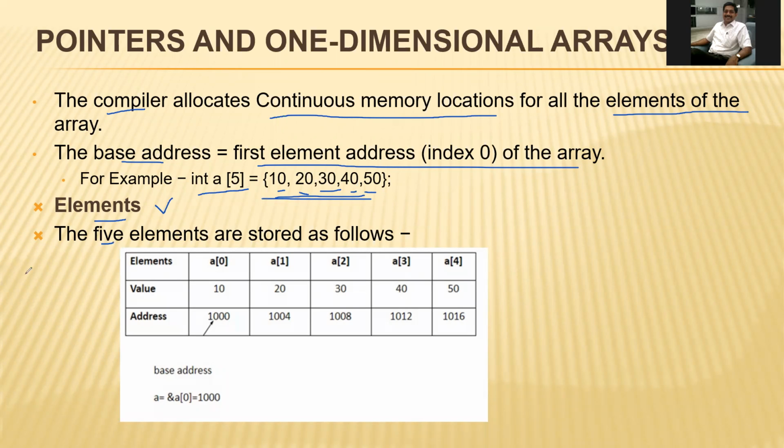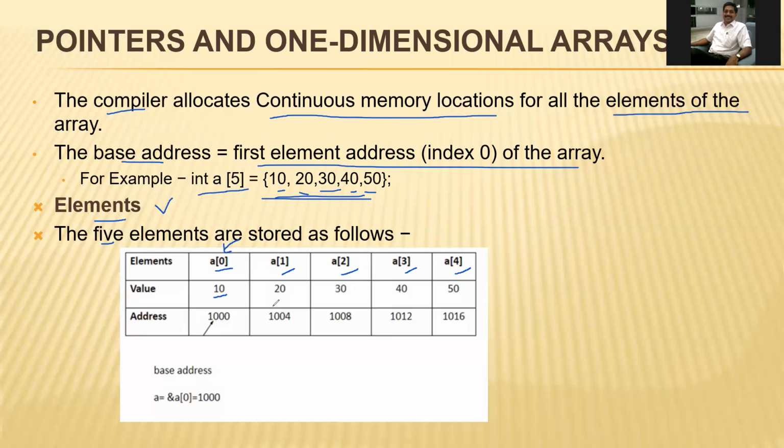So what are those elements? These 5 elements get stored. For example, element A[0], element A[1], element A[2], element A[3], and element A[4]. Why does it start with 0? Always keep in mind, a one-dimensional array or two-dimensional array or any dimensional array will always start with 0 as the index element.